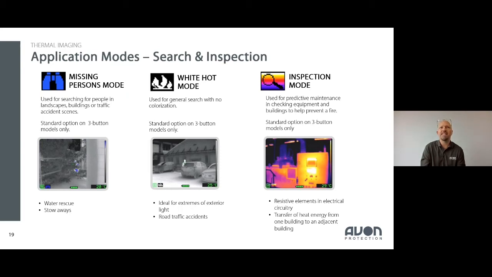White hot mode is a standard mode for many thermal images. So whatever's the hottest in the scene is the white, whatever's the coolest is black, and then the grayscale in between. And then inspection mode is a mode we use to watch heat dissipate through an event, and also for those resistive elements in circuit boards, etc. White's the hottest and black's the coolest again, and then a rainbow of colors in between.